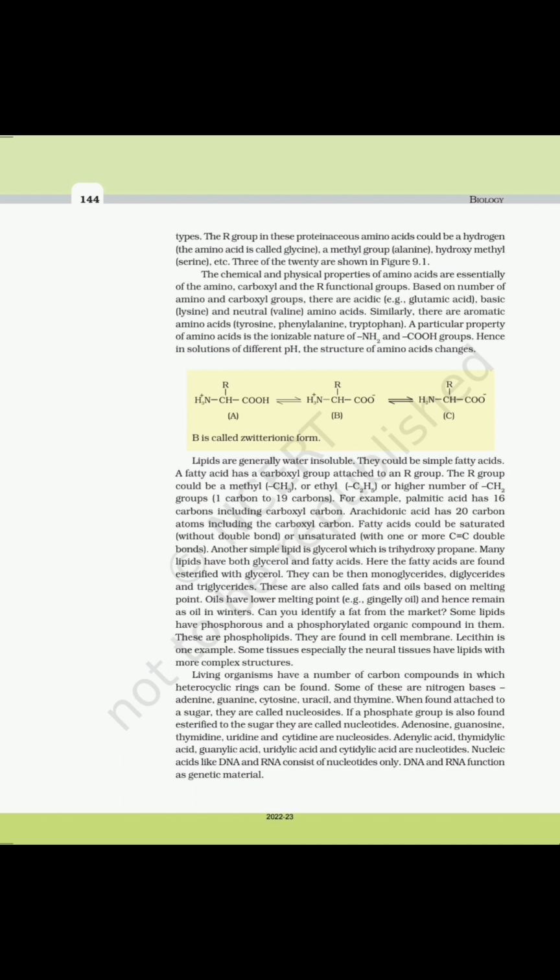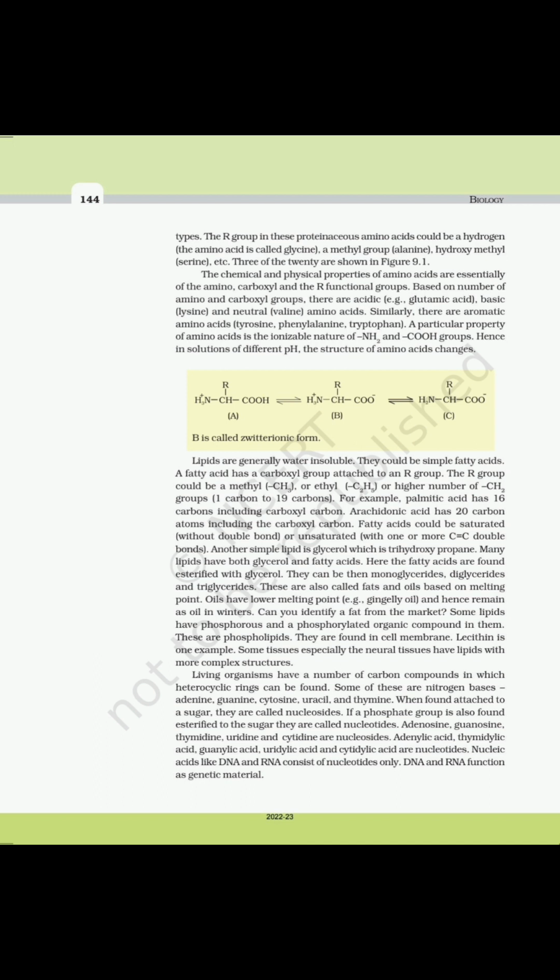Lipids are generally water-insoluble. They could be simple fatty acids. A fatty acid has a carboxyl group attached to an R group. The R group could be a methyl CH3 or ethyl C2H5 or higher number of CH2 groups, from 1 carbon to 19 carbons. For example, palmitic acid has 16 carbons including the carboxyl carbon. Arachidonic acid has 20 carbon atoms including the carboxyl carbon. Fatty acids could be saturated without double bond or unsaturated with one or more C=C double bonds.